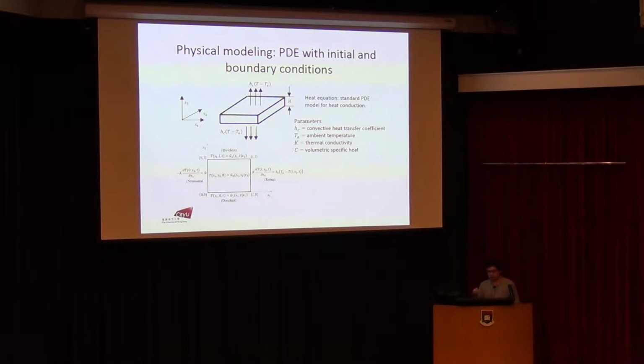Just to illustrate, I use a simple example. Initial boundary value problems are commonly used to model physical phenomena, like the temperature in this plate. This plate has thickness h. It experiences convective heat transfer with the surrounding air. A standard model for this problem is the heat equation.